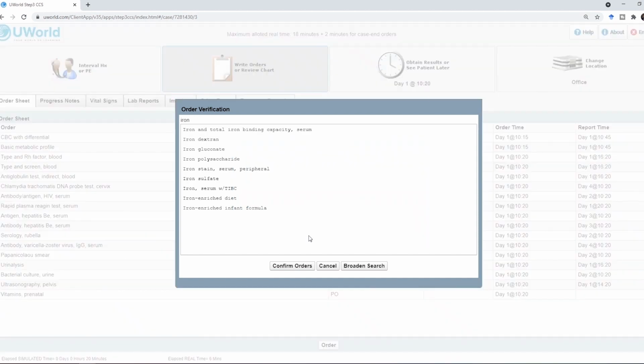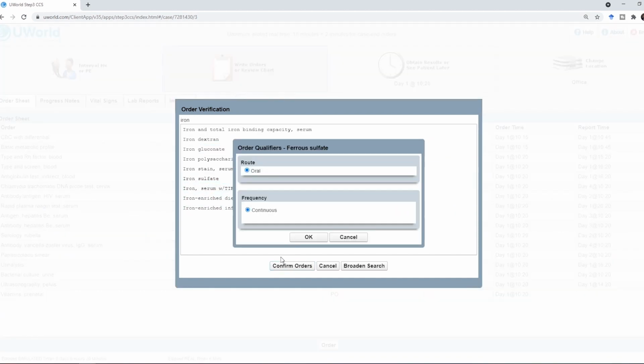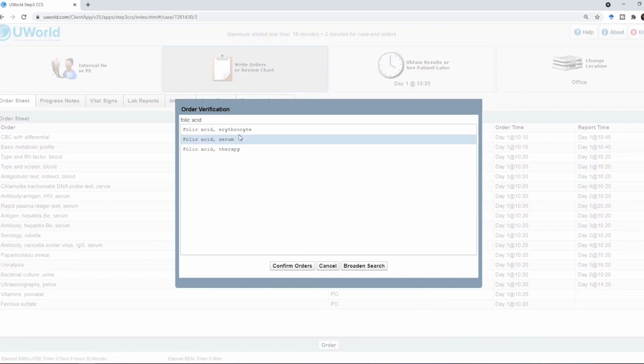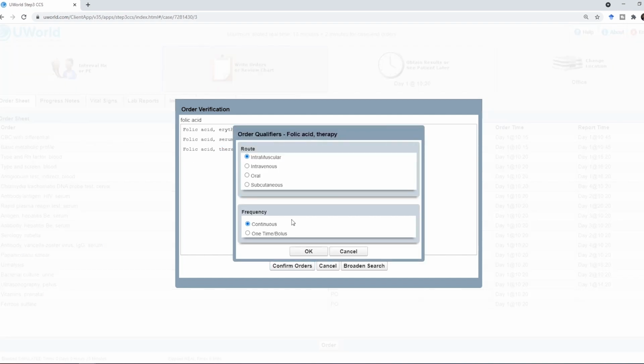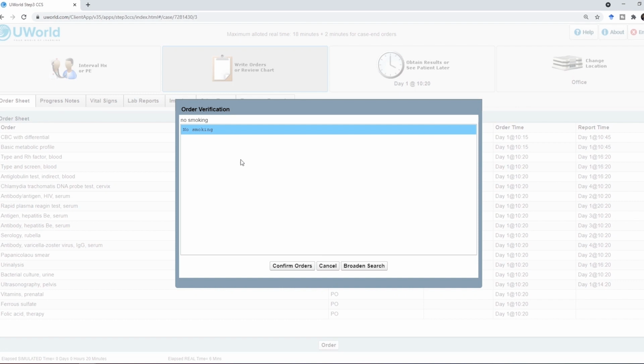Prenatal vitamins. Iron, we can go ahead and order the iron sulfate. Oral. Folic acid, we order the therapy because here we're not asking about the levels in the serum. If we wanted the levels in the serum, we would order this one. But since we want to give the patient folic acid, we order folic acid therapy. And oral here. So sometimes you get multiple routes of administration and you have to pick the right one. So for this case, it's going to be oral.